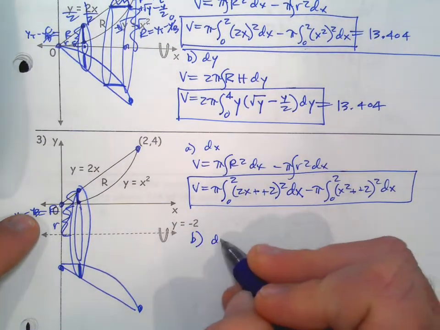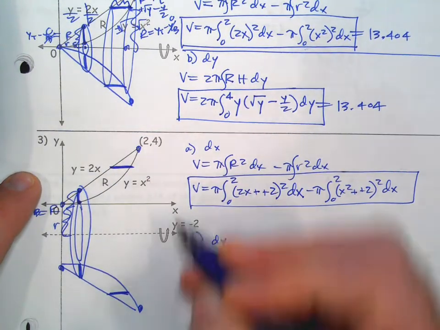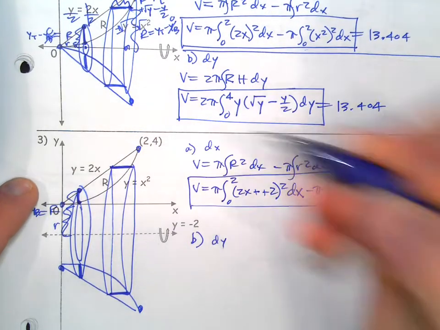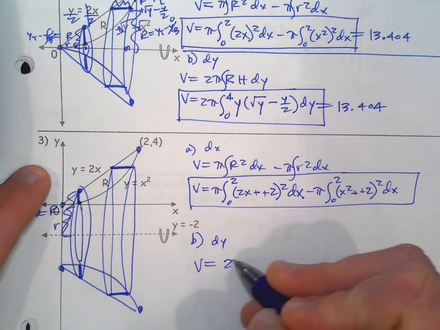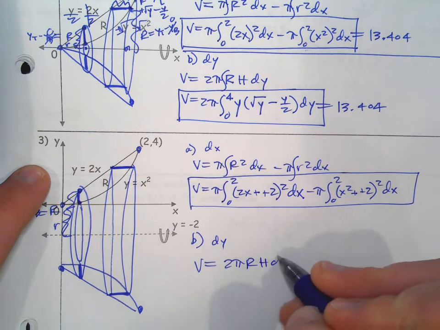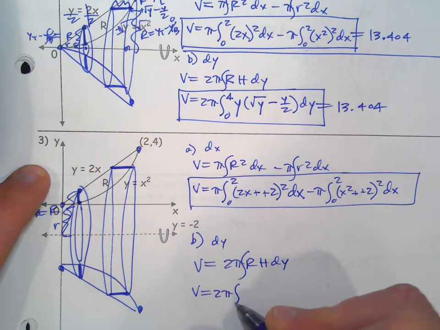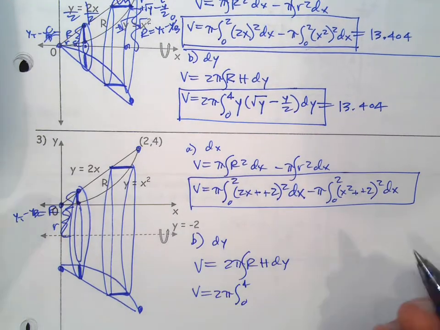B is going to be dy, which is going to be horizontal slices parallel to the axis of rotation, which are going to give us shells. So I'm going to just draw one shell. The formula for it is 2 pi r h dy. We're going to integrate in the y direction from here to here, 0 to 4. Don't start down here at -2 or something like that.